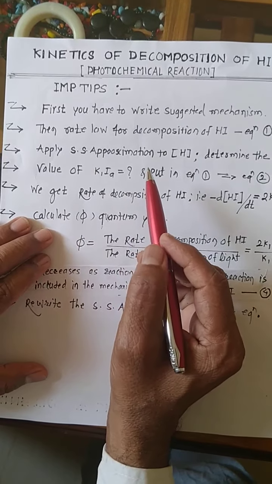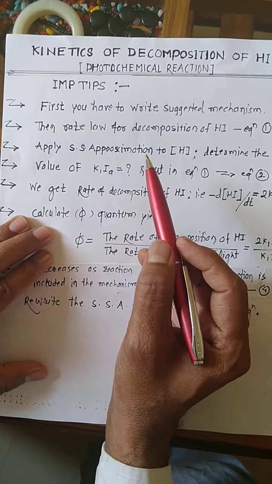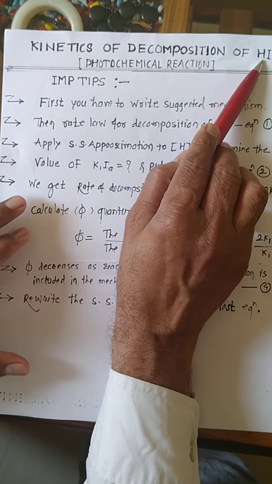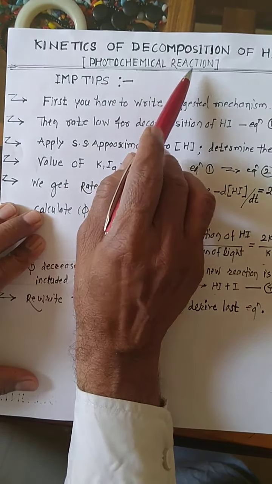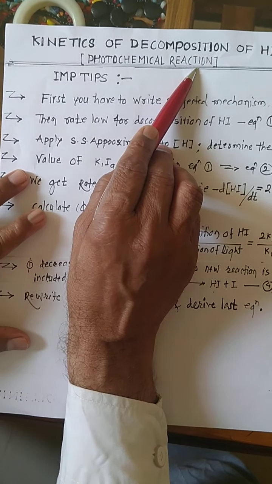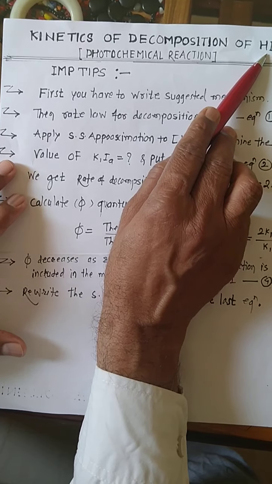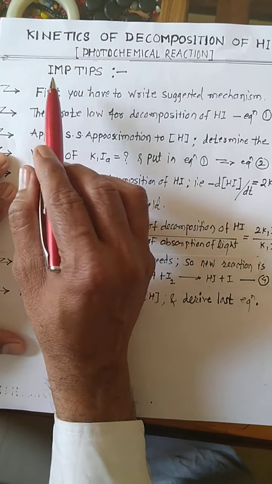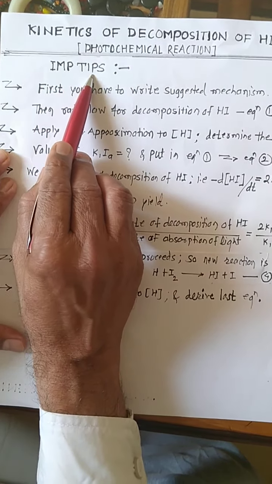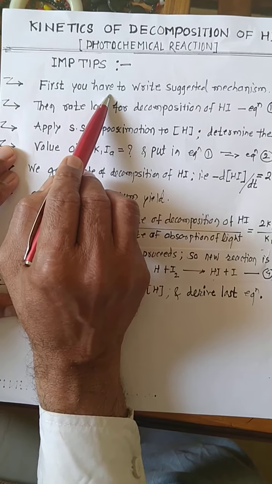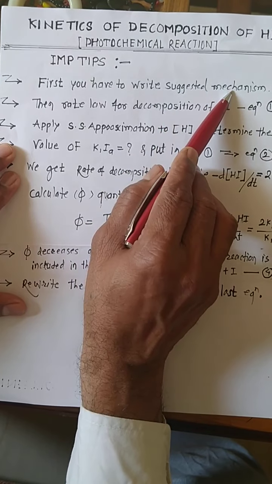Dear students, today we are going to discuss the kinetics of decomposition of HI. It is a photochemical reaction. Now to derive the kinetics of decomposition of HI, you must understand some important tips. First tip is, first you have to write the suggested mechanism of HI.